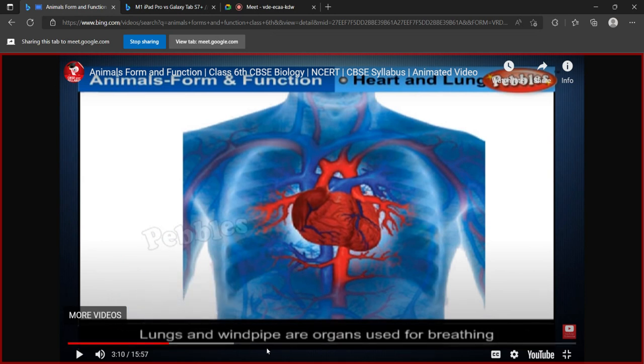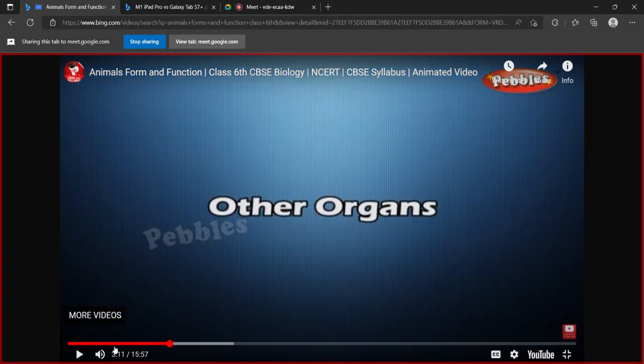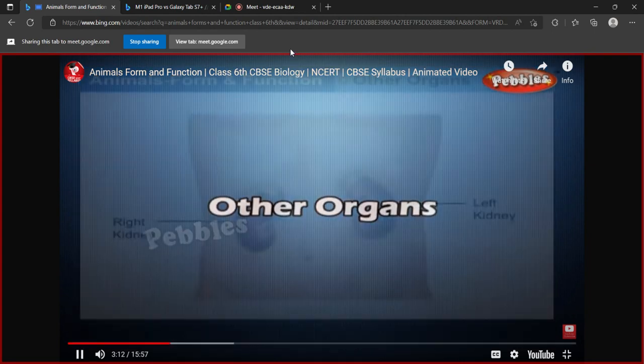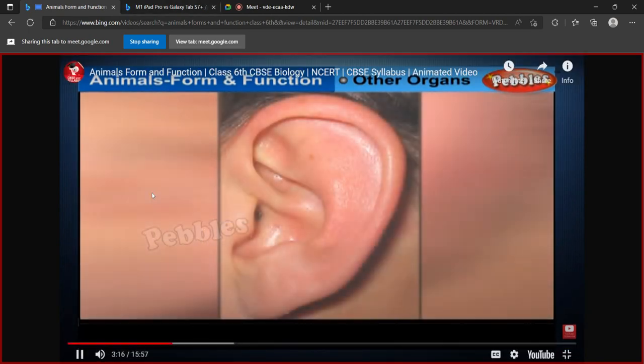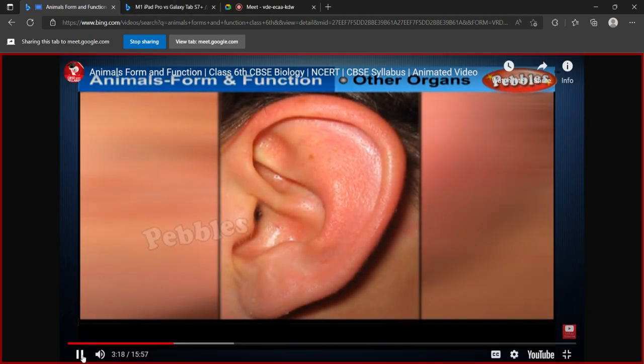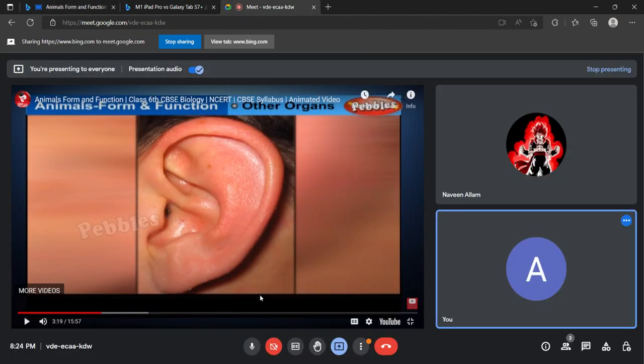Then what else is there? We will see the other organs now. Kidneys are the organs of excretion. The ear is a sense organ. So what is the function of the kidneys? They help in the process of excretion. That's how urine formation happens.